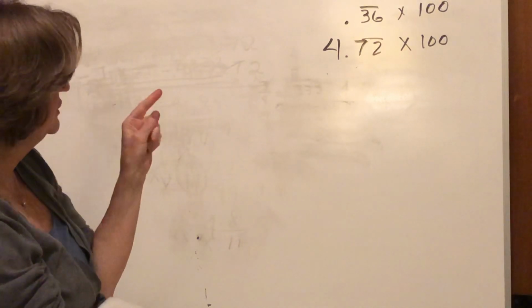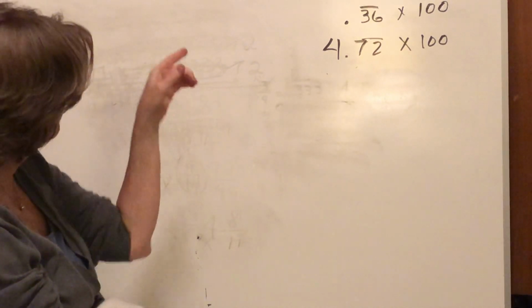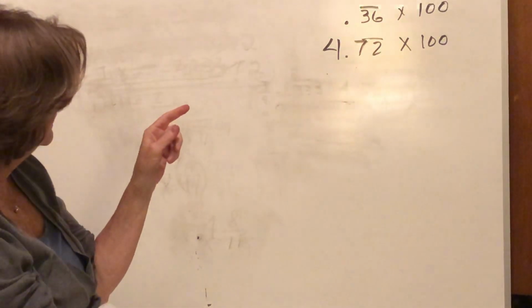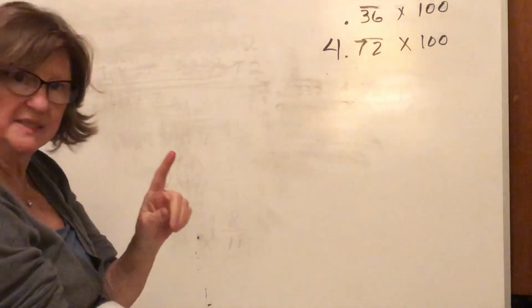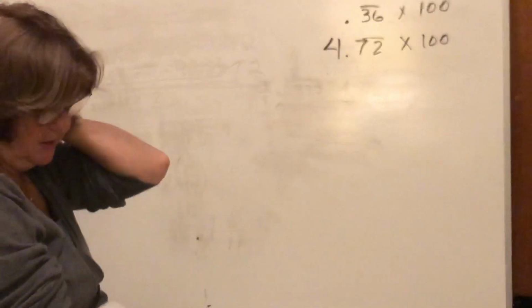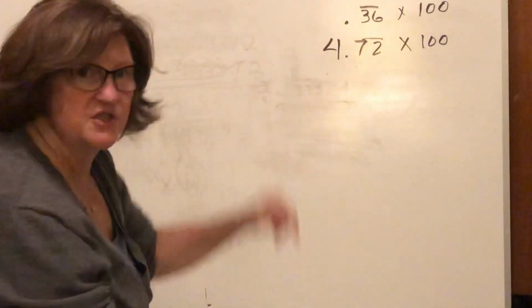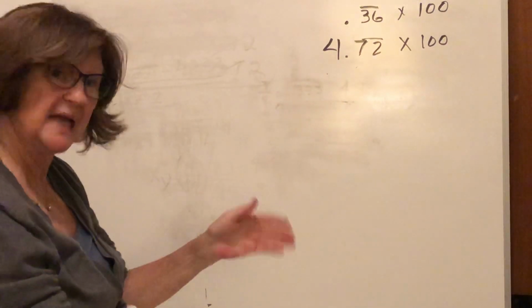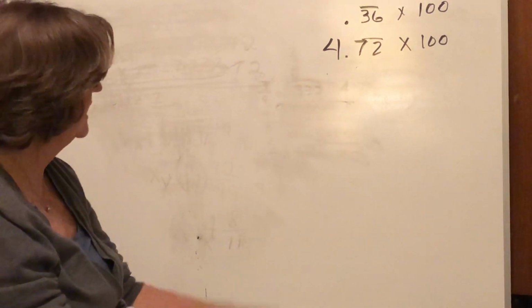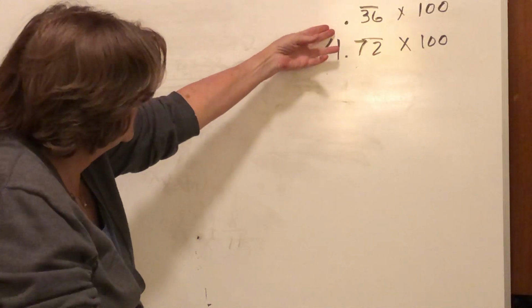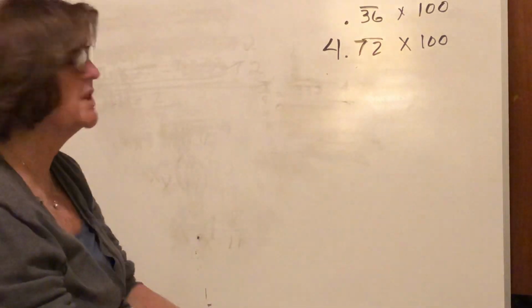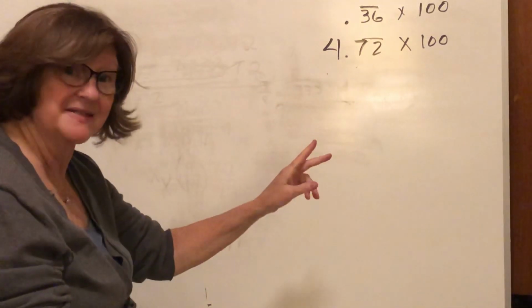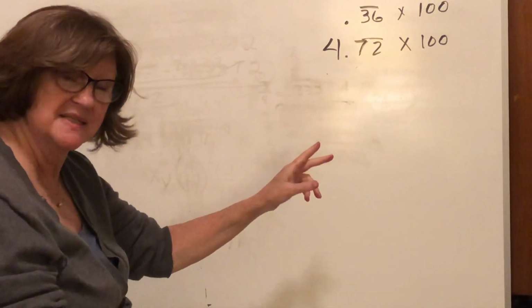I want you to notice that the first one, we have 0.2 repeating, and that only has 1 digit behind the decimal. So if I only have 1 digit that repeats, I'm going to use a multiplier of 10 because I'm going to move my decimal using that. Here I have 2 digits behind the decimal, so I'm going to multiply that one by 100. But also this one only has 2 repeating digits behind the decimal.